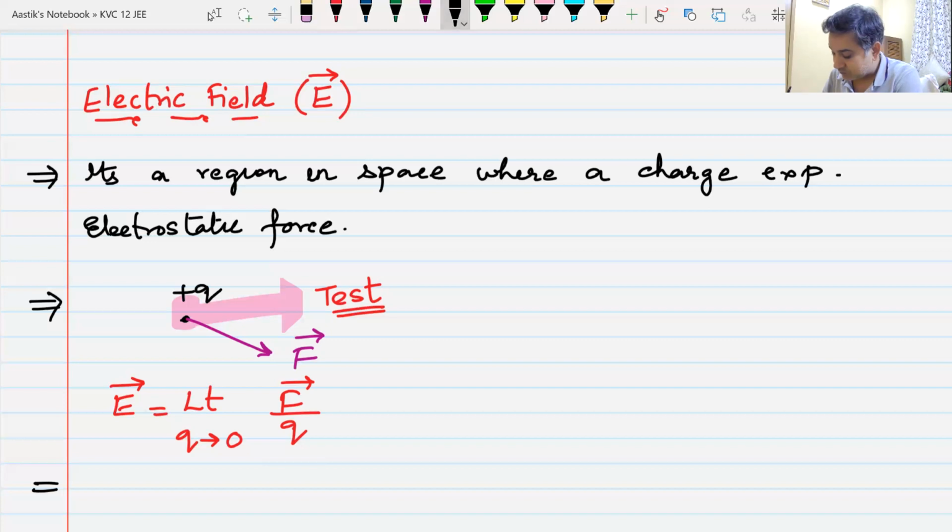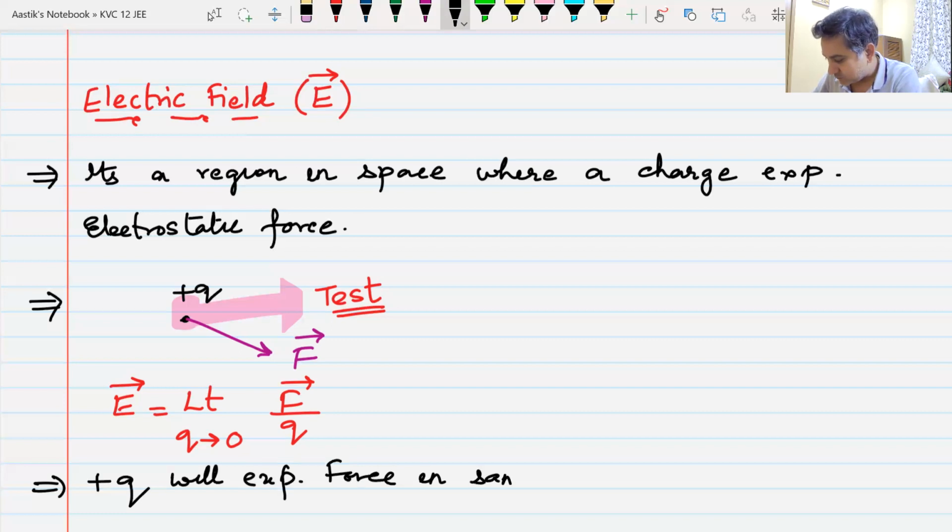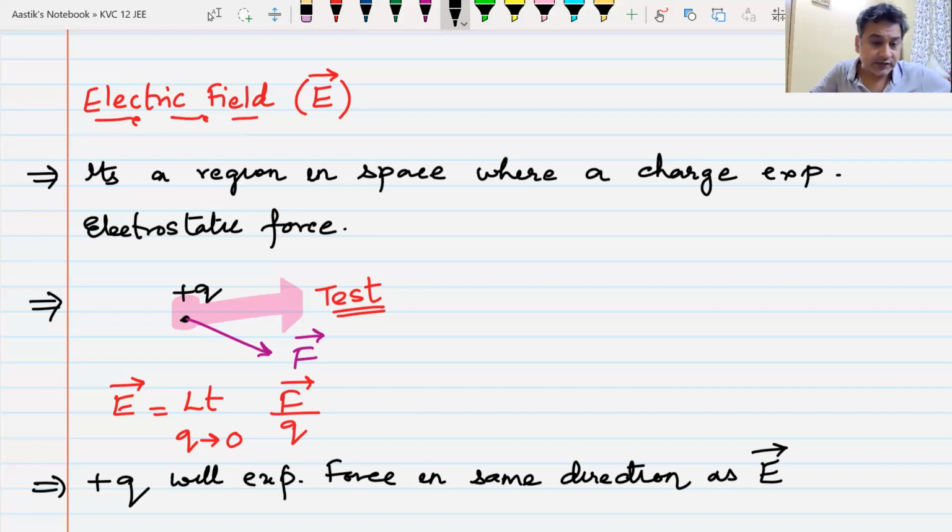Next point that you will write: a positive charge will experience force in the same direction as the electric field. Write it. Plus Q, positive charge will experience force in the same direction as electric field E. What about a negative charge? Opposite direction, sir. It will experience force in the opposite direction.